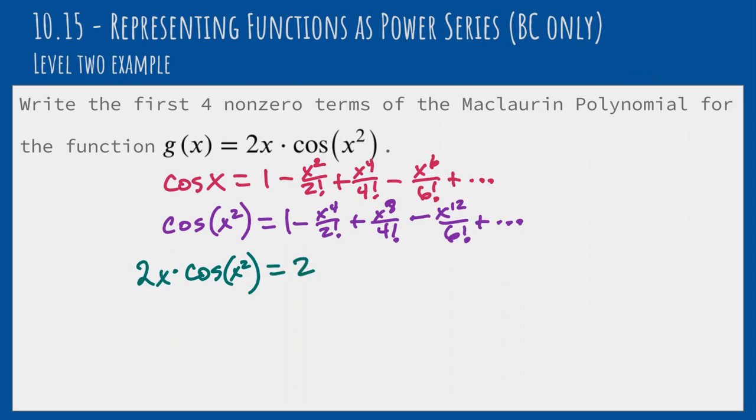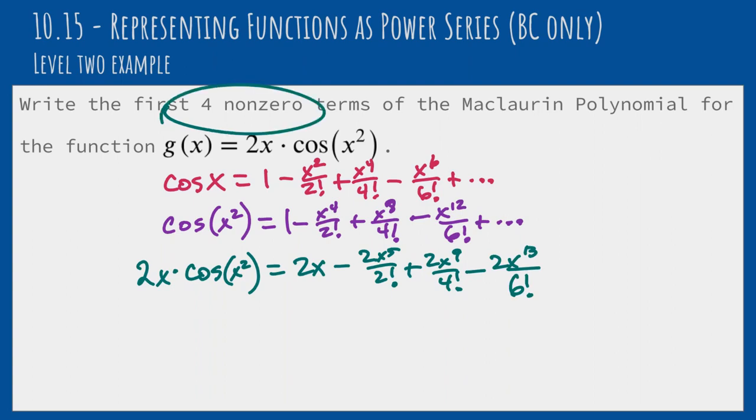So it's going to be 2x, then minus 2x to the 5th over 2 factorial plus 2x to the 9th over 4 factorial minus 2x to the 13th over 6 factorial, and so on. But we have our 4 non-zero terms, so that is our answer.